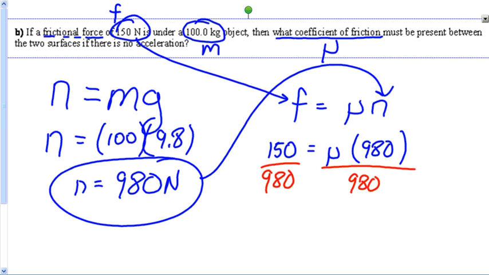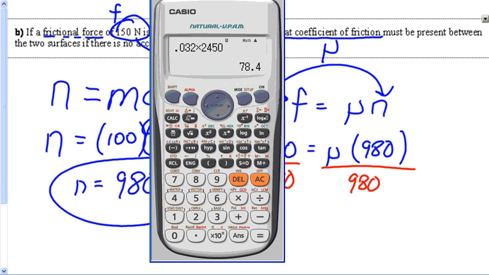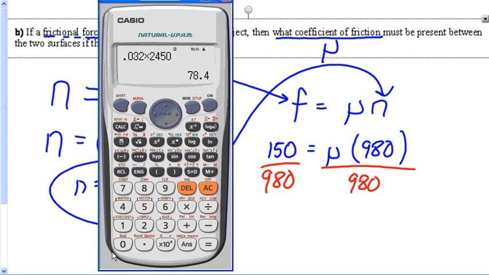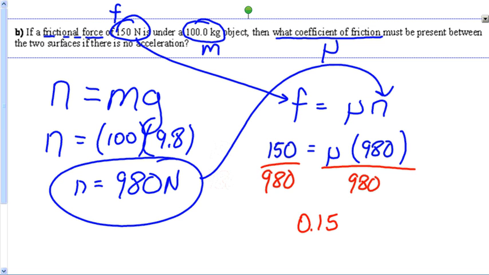So let's, I'm in a race. Somebody's got the calculator out. You're not going to beat me. 150 divided by 980. She beat me. She has 0.15, and she's right. With sig figs, 0.15 is probably all there is. So that is my mu.